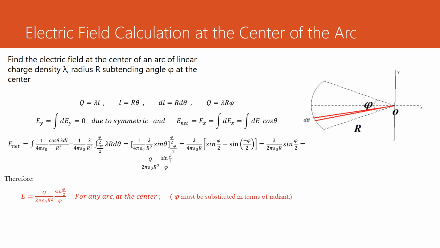Here again we have a typo. Never mind, lambda has been written two times; we have to ignore one of them. Therefore we continue with the integration, which is a simple integration. Finally, we get this equation. We can summarize that the electric field due to any arc at the center of the arc equals the total charge divided by 2 pi epsilon 0 r squared, times sine half phi over phi, where phi is the angle that your arc makes.